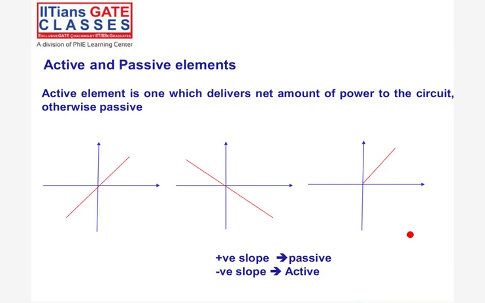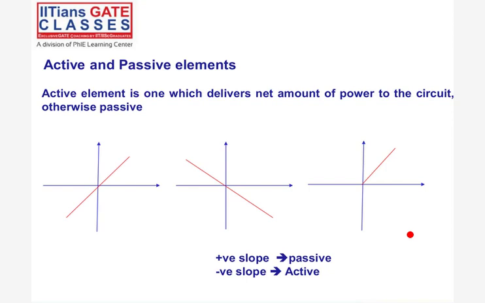Active and passive elements. An active element is one which delivers net amount of power to the circuit. Otherwise, it is called a passive element. What do we mean by active and passive elements? We have seen active elements are nothing but your sources. Passive elements are energy consumers.